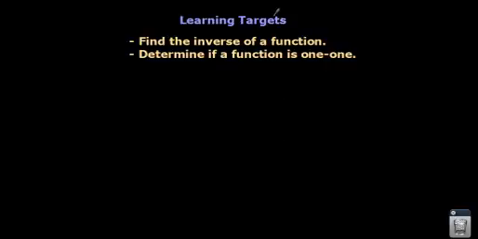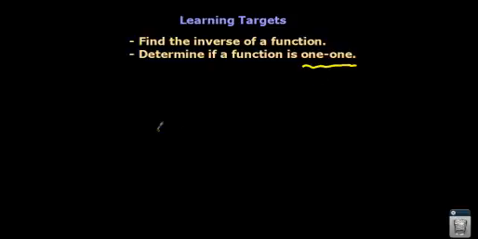Good afternoon. By the end of this lesson, you should be able to find the inverse of a function, and you should also be able to determine if a function is 1, 1. This is the British way, the Cambridge way of saying a function is 1 to 1, but in America we would say it's a 1 to 1 function. So they mean the same thing, they're just written a little differently.